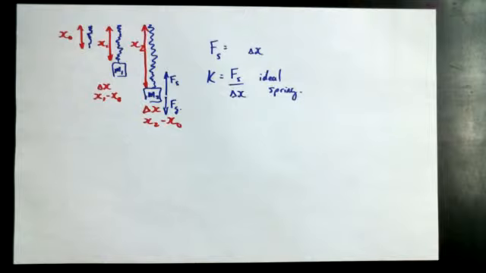Will we ever have to deal with problems on a test where we're not using the ideal spring so that the k value changes? No, I'm not going to introduce any non-ideal springs.